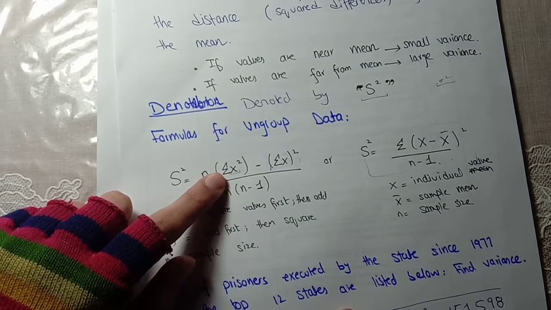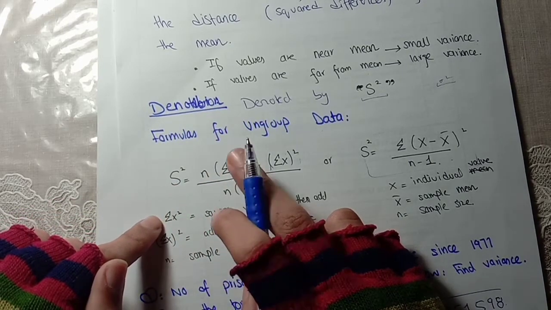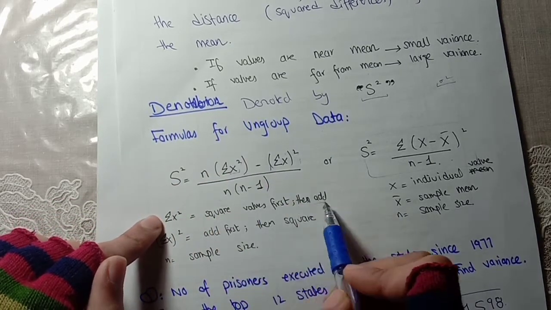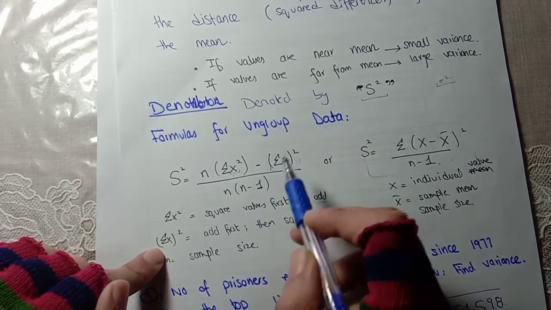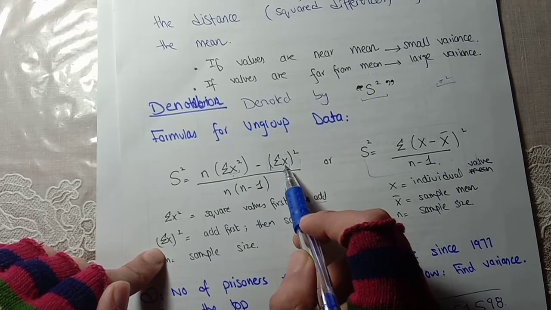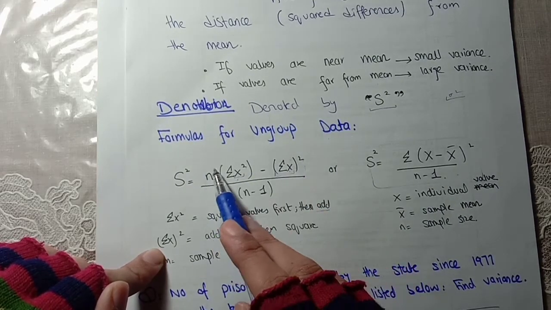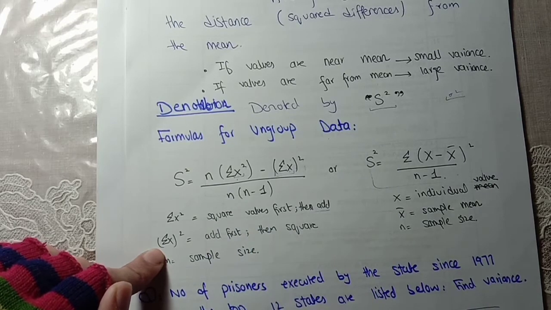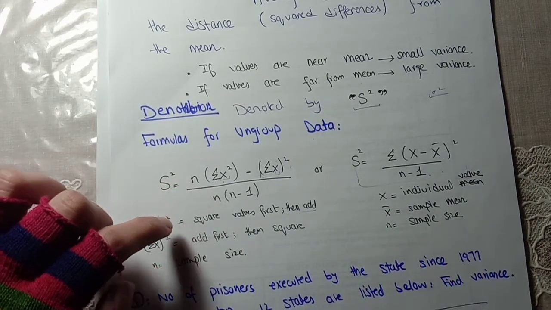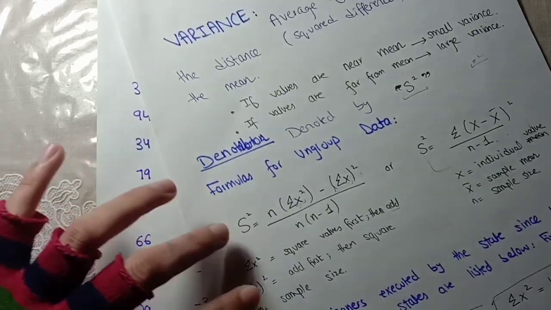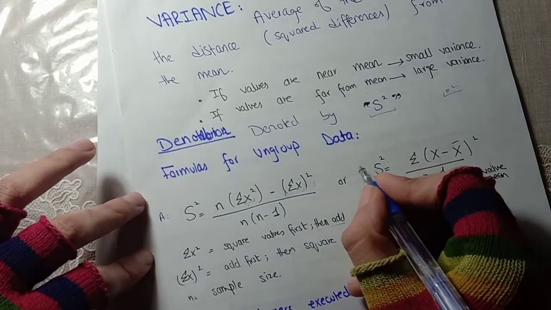We will be given x in the question, and we have to square the values of x, and then add them. In this part we have to add the values of x first, and then square them. And n, for ungrouped data, is the total number of values given. We will discuss the other formula later. Let's give these formulas names: this one is A and this one is B.